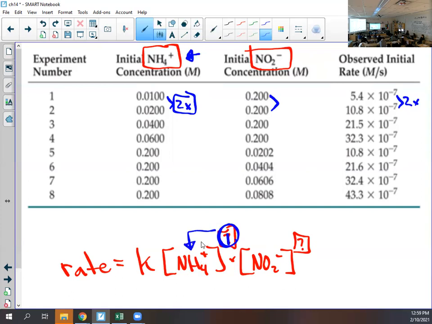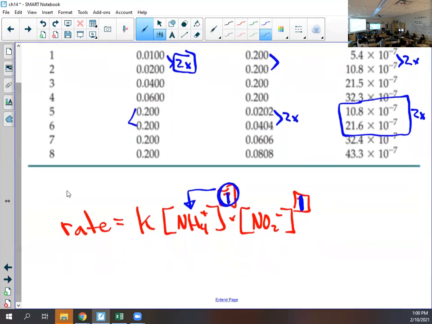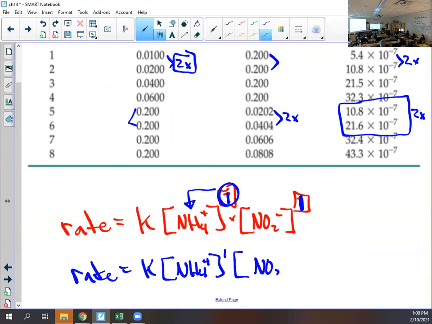Now, the next thing I do is I find a place where this one is kept the same and this one is changed. So same, but doubled here, right? 2x. And what happened between these two numbers? It also doubled. So that means this exponent is a 1. So now I know that the rate equals k times NH4 plus to the first power times NO2 minus to the first power. This is my rate law.